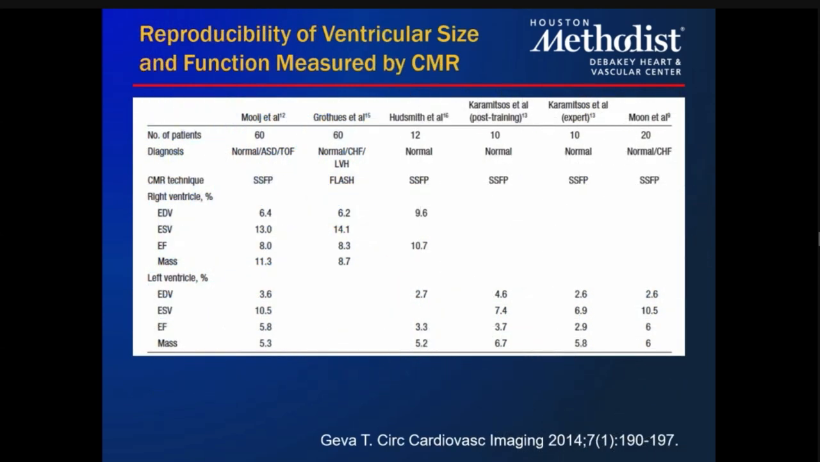Okay. And this is just showing the evolution through the different time periods. Shown here is a table from an article in Circulation: Cardiovascular Imaging, showing that over time, the reproducibility of the RV and LV did continue to improve. This was true of the LV and RV, and this is what established the fact that ventricular volume measurements were reproducible.